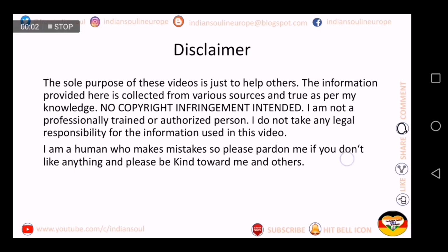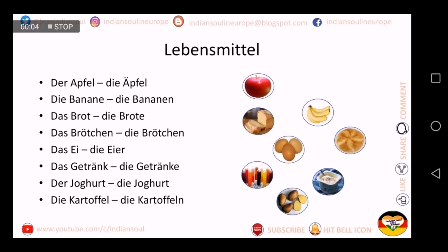So here we go. Let's learn a few more terms for Lebensmittel, or the groceries. And when we make the plural, we change a word a bit, so we have to take care of that. So Apfel means apple, and Äpfel means the apples. So der Apfel, die Äpfel.